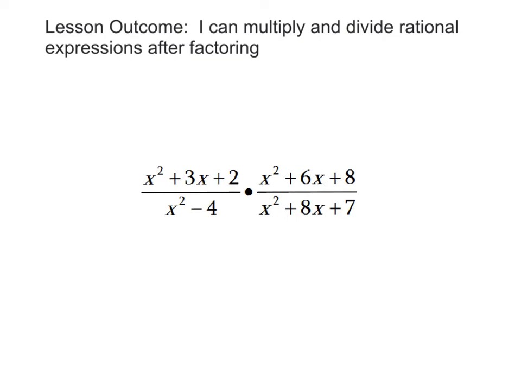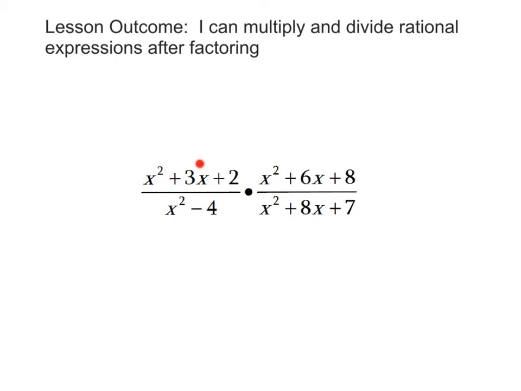The lesson outcome for this video is, I can multiply and divide rational expressions after factoring. What we have to remember here is that the first thing we need to do if we want to multiply two fractions, two rational expressions, is factor everything in every single numerator and denominator. And again, pay attention to the fact that this is multiply, not divide. After we have factored everything, we can do a bunch of canceling before we multiply or divide these fractions. So we always start by factoring.